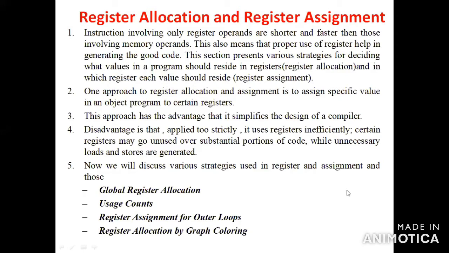Those involving memory operands are slower. The proper use of registers helps in generating good code, generating the target code in a good manner. So in register allocation and assignment, we have various strategies for deciding which values in your program should reside in registers. That is allocation. Register assignment means choosing the specific register in which each value should reside.